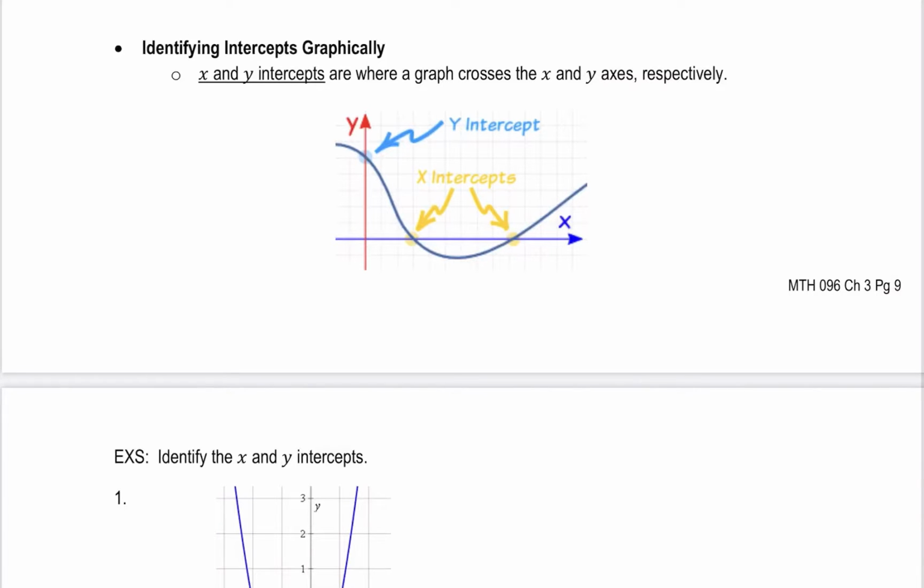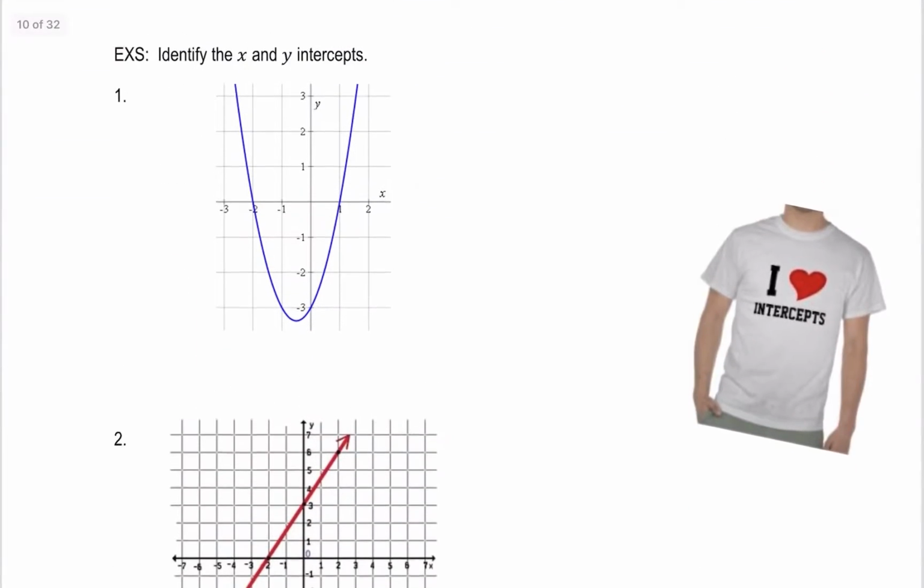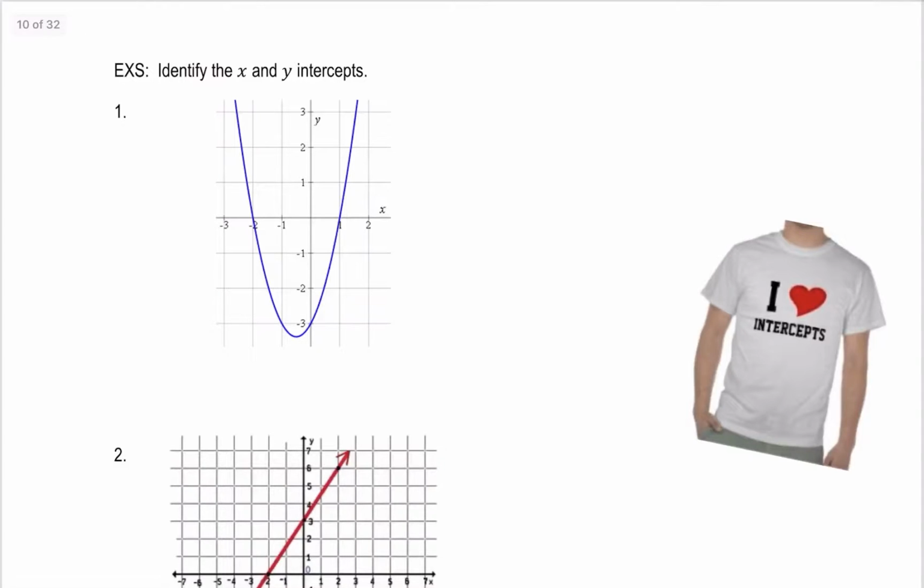So the intercepts are just where the graph crosses whichever axis you're talking about. X-intercept, where a graph crosses the x-axis. Y-intercept, where a graph would be crossing on the y-axis. So let's take a look at a couple of examples here. And we're simply going to just identify where the x and the y intercepts are located. We'll just write them as ordered pairs.